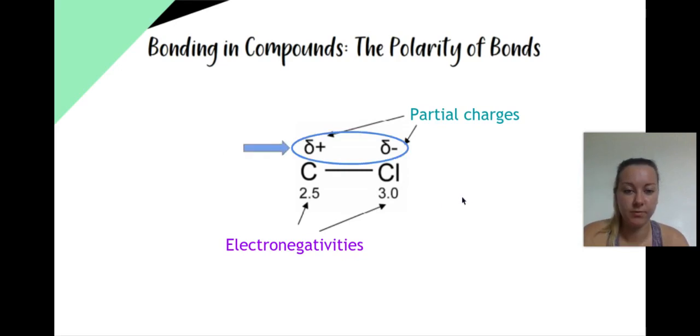Now, don't label the partial charges as dipoles. That's not the dipole. The dipole is the whole thing. So the dipole is created where you have some negative charge and positive charge, as in the two poles. The individual charges themselves can just be labelled as partial charges.